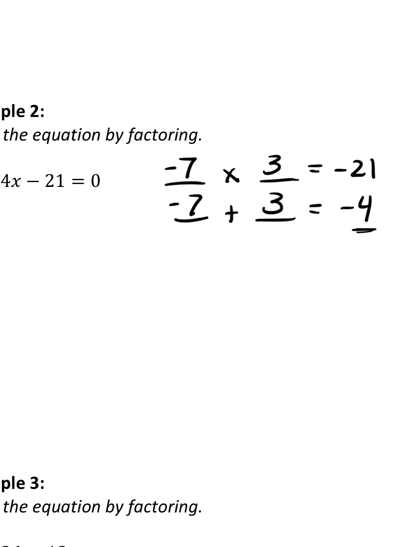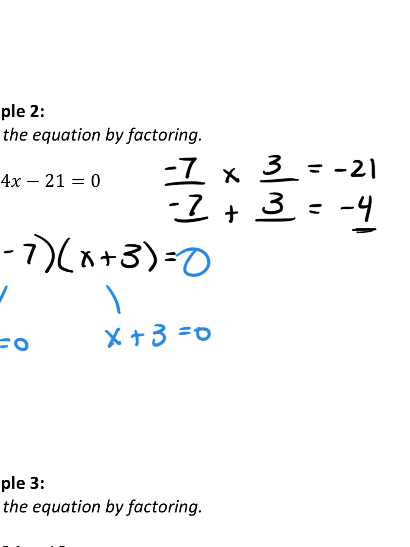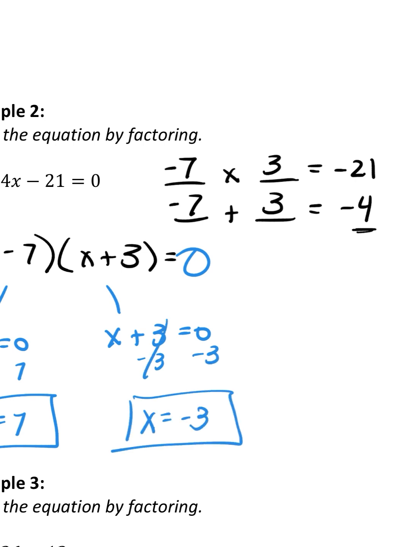So again, I love this one because it's (x minus 7)(x plus 3) equals 0. Don't forget, it's this important part. And now we do choo, choo. And I say x minus 7 equals 0, x plus 3 equals 0. Now I'm going to solve for my x's. x is equal to 7, and x is equal to negative 3. Okay, those are my two answers.